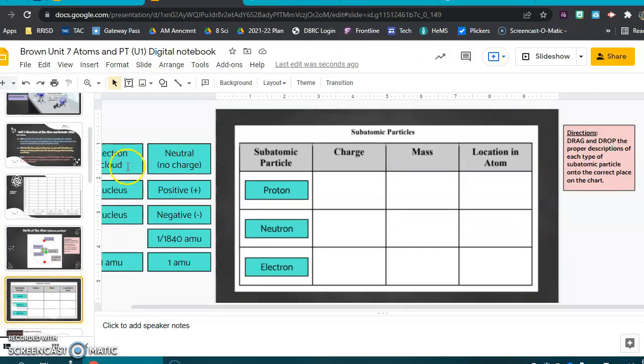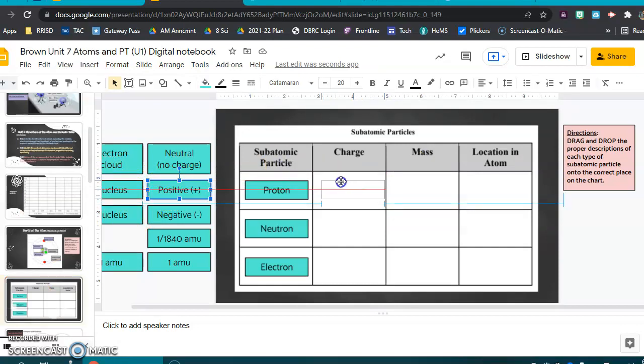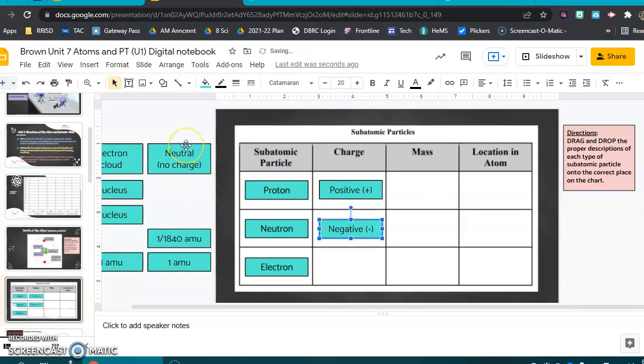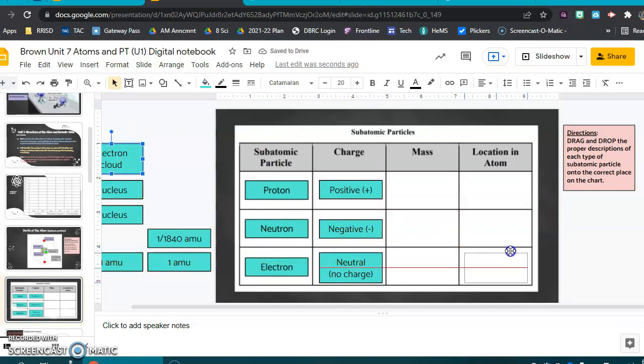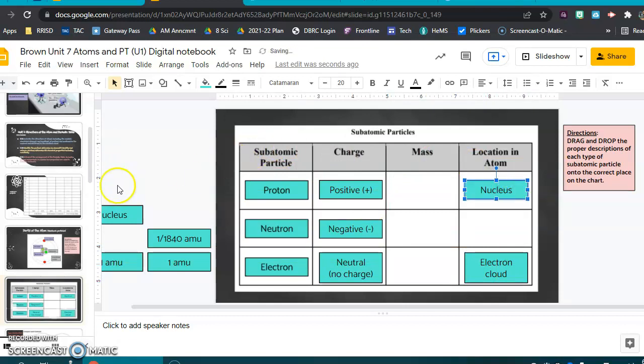So here's what we're doing. Okay, the proton has a positive charge. Our neutron has a negative charge. Our electron is neutral. It has no charge. It hangs out in the electron cloud. That's great. And we've got our location: both our proton and our neutron hang out in the nucleus.